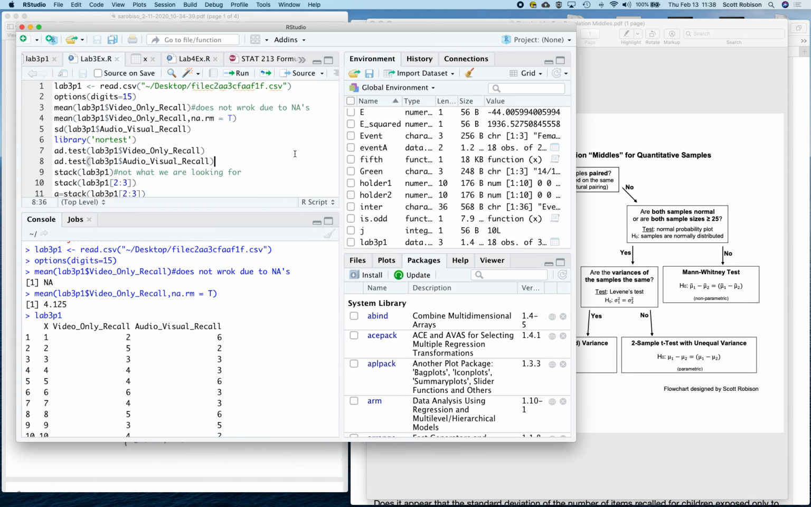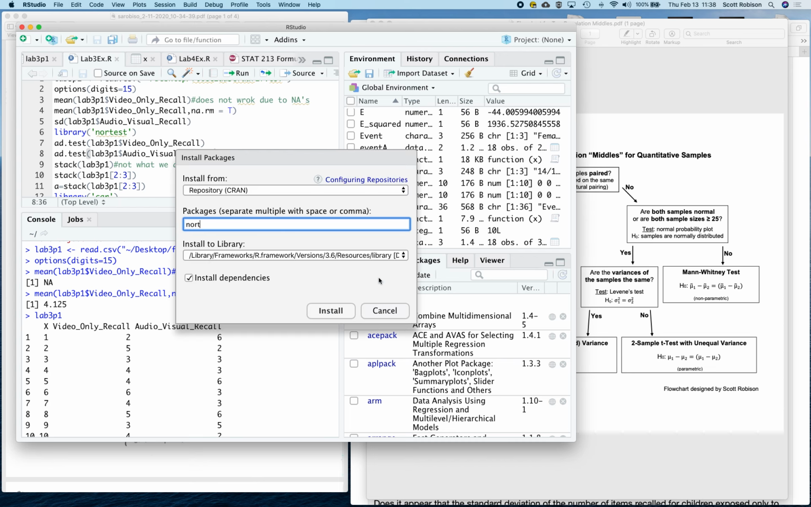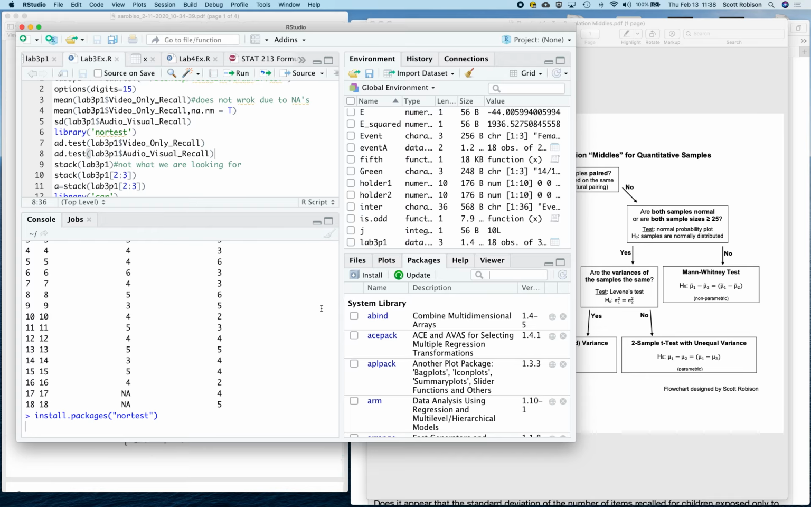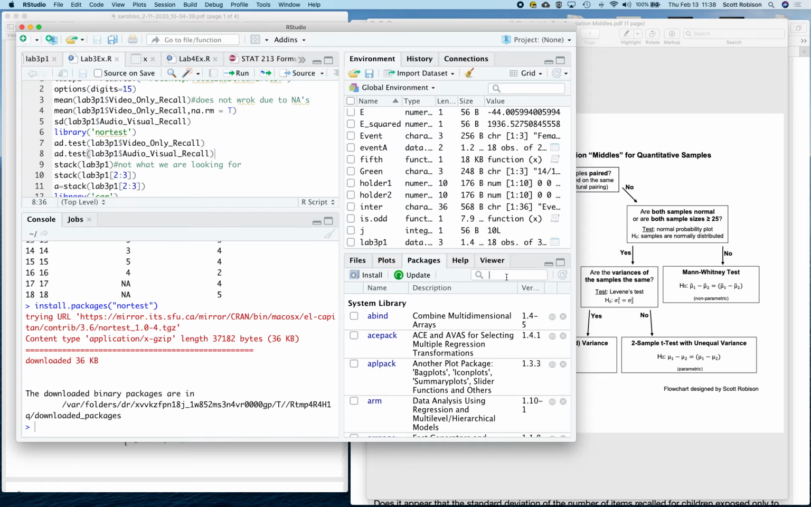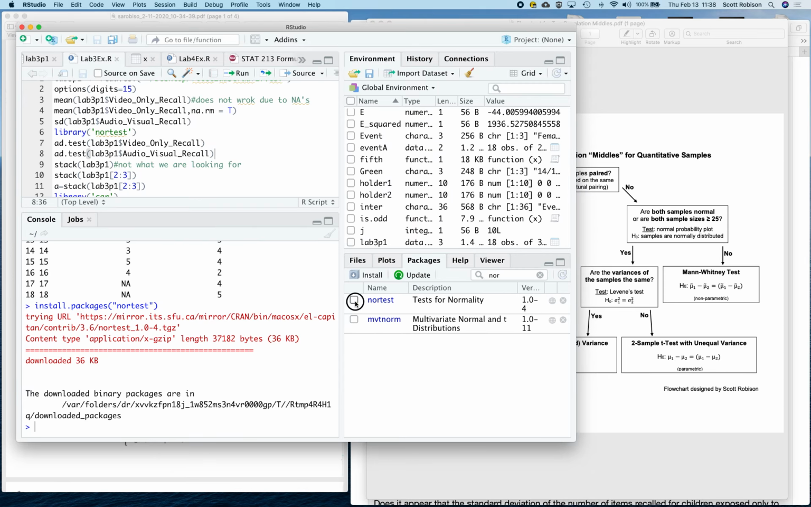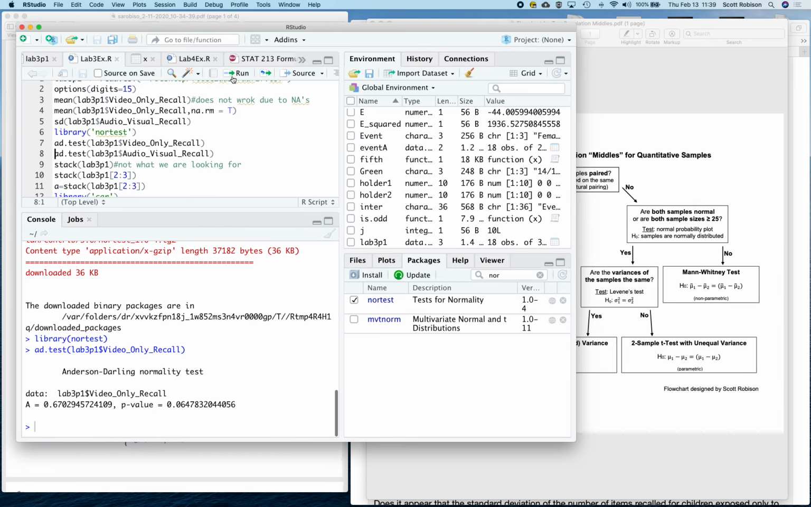So here, let's go ahead and make sure that we've installed nortest. Okay, so if I try to install nortest, then I'll go through and make sure that it's there. And I'll also load nortest. Then once I've got the nortest package installed and loaded, I can do the normality test for the video group.